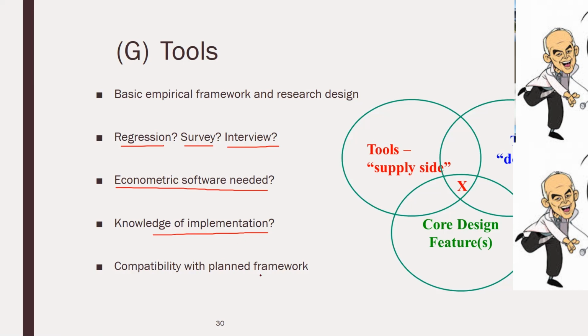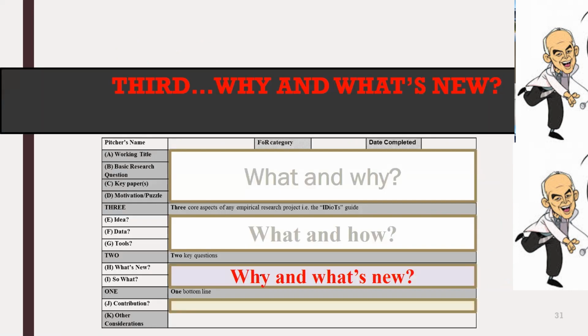Okay, so I think as a PhD student and as an honours student, you're doing a lot of subjects and workshops around the tools. So attend those courses, those workshops, and pick the right tool and bring that into the pitch template. And now we are moving to the final part, why and what's new. And then we have to talk about the contribution, and then we finish the pitching template orientation.